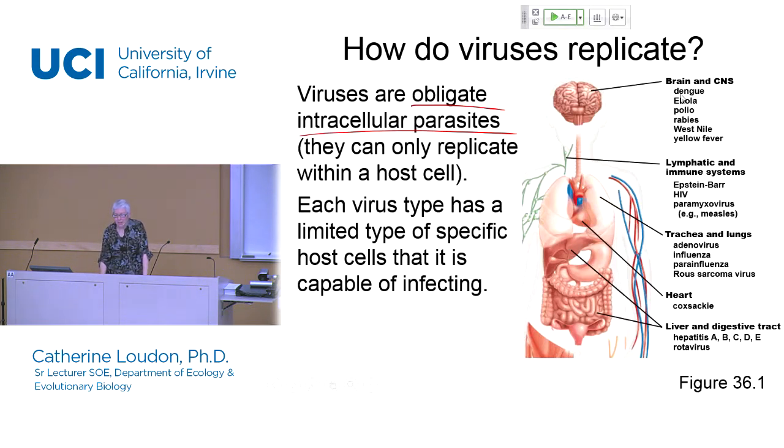So dengue, Ebola, polio, rabies, West Nile, many of these are probably familiar names to you from the news. HIV, measles is the disease caused by this particular virus, the paramyxovirus. And so this should immediately alert you to the idea that the reason this figure is drawn as it is, is that a given virus can't necessarily infect all the cells even within a specific organism.